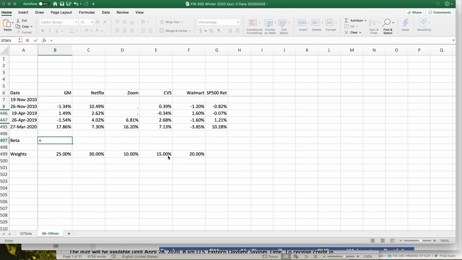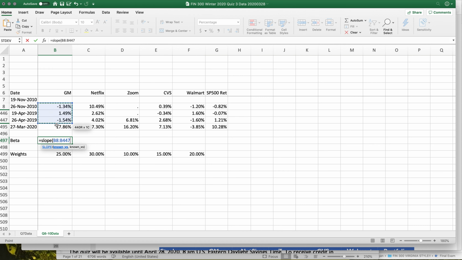Okay, let's calculate the beta for each of these stocks. You can use the slope formula. We have never talked about this in class because we never calculated the beta. I'm guessing this has a chance of showing up on the final exam, so you should learn the slope formula. Essentially, it calculates returns of GM relative to returns of the S&P 500. It's a linear regression equation.